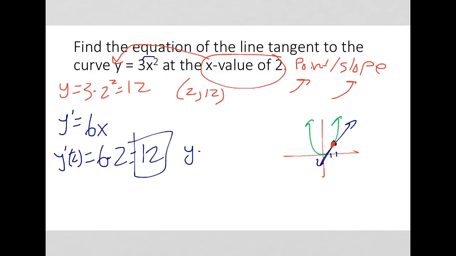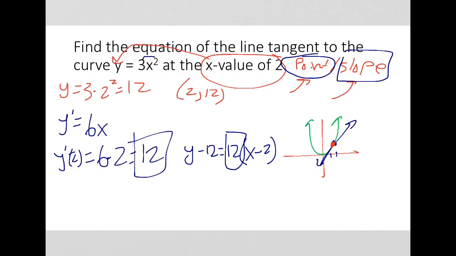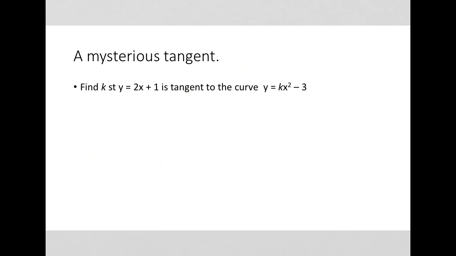So y minus y1, my y value, 12, equals my slope, m, which is also 12 in this case, times x minus 2. Now, again, two key ideas here. The point is on the tangent line and the original equation, and the slope of the tangent line came from the derivative of the function at that specific x value. These are going to be big ideas for the next problem we do.